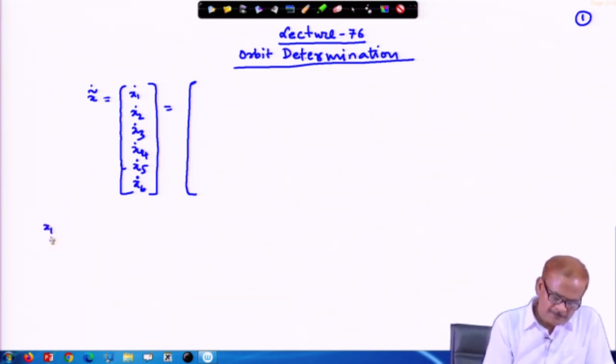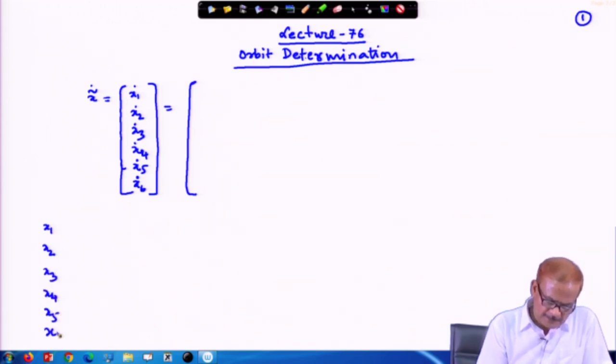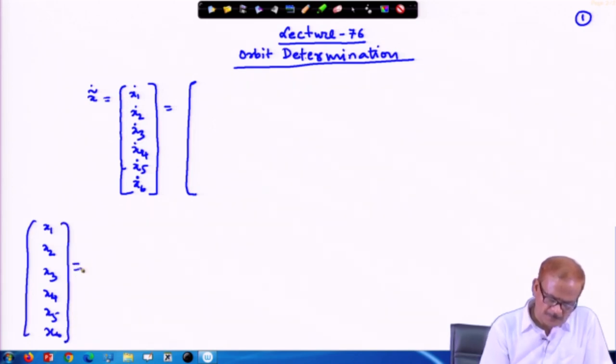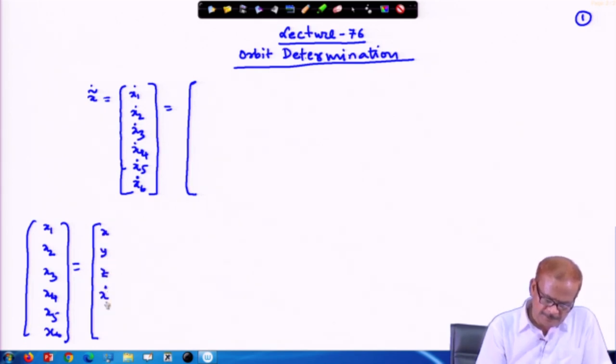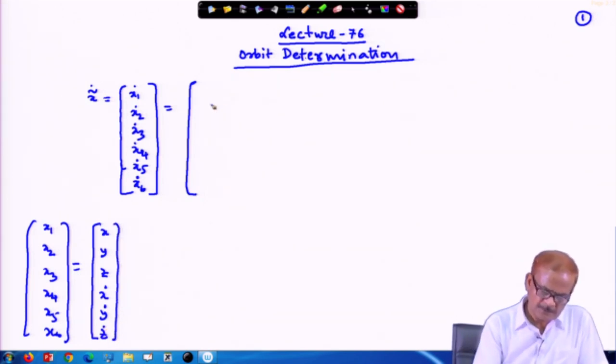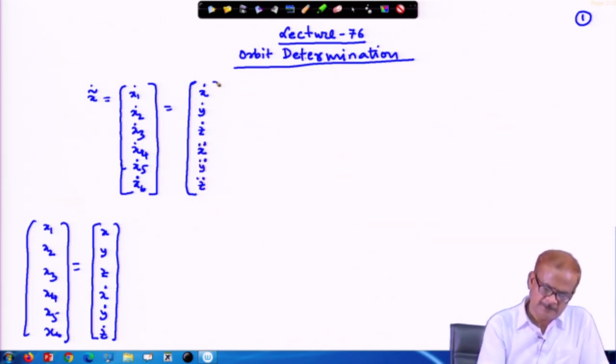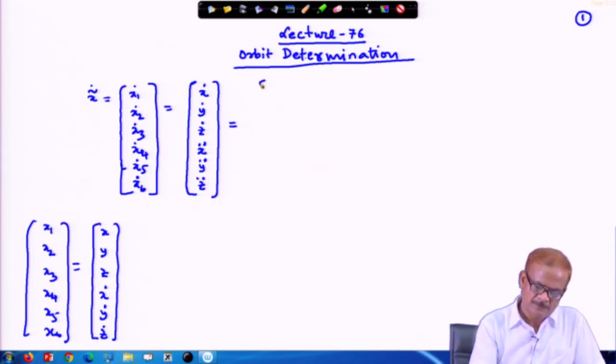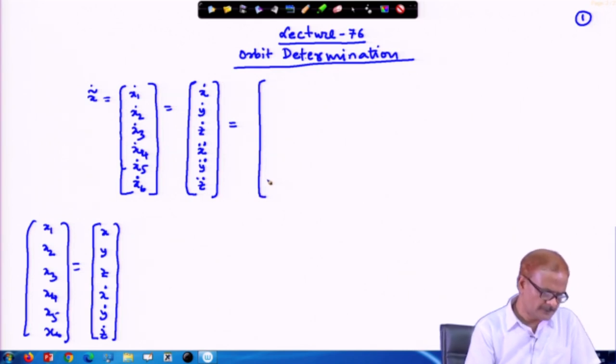And where we have defined x 1, x 2, x 3, x 4, x 5 and x 6, this as x, y, z, x dot, y dot, z dot. So, according to this notation, x 1 dot is equal to x dot, then y dot, z dot, x double dot, y double dot and z double dot. Okay. And finally, we wrote it in a format.